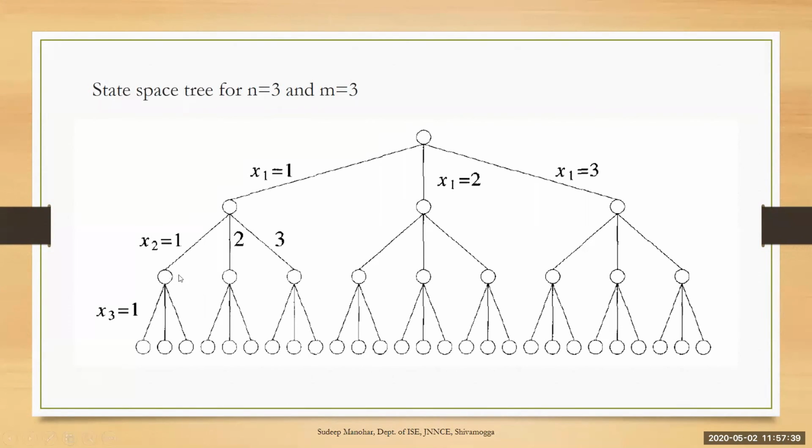This level gives the coloring for vertex number 2. If vertex number 1 is colored with 1, what color can be used for vertex number 2? Can I use color number 1? No, 1 cannot be used because vertices 1 and 2 may be adjacent. You have to look at the graph for this.